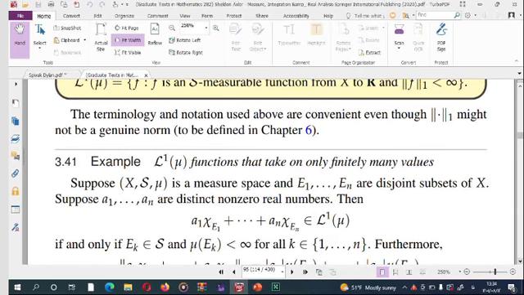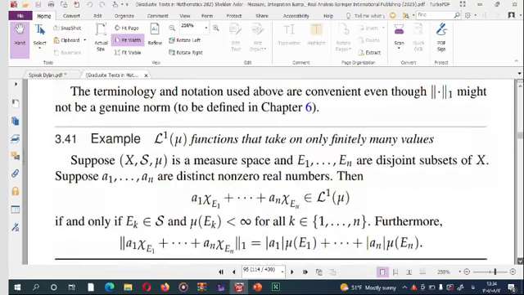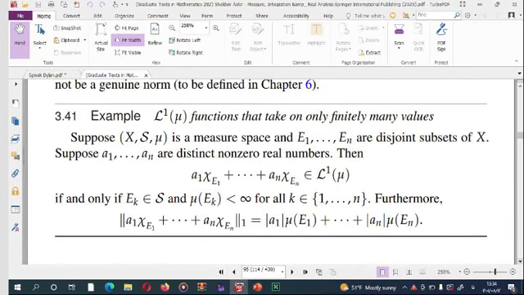Let me take some examples. L1(mu) for functions that take on only finitely many values. More exactly, these functions.